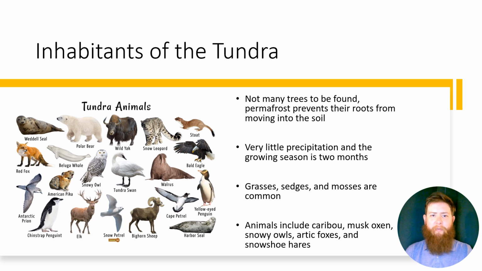Despite this, we still have some really hardy grasses, things called sedges and mosses that are common, and then we have a whole bunch of animals that can live there too, or that travel in and out of the area. And these include caribou, muskox, snowy owls, arctic foxes, and snowshoe hares. There's other things on here like snow leopards and bald eagles and walruses and stoats, but those are just a couple examples.